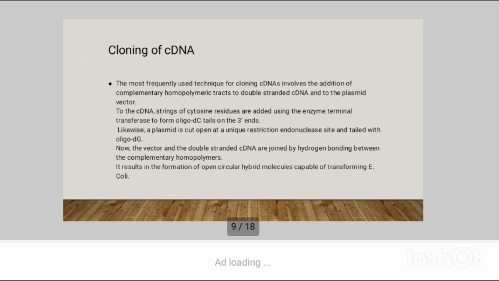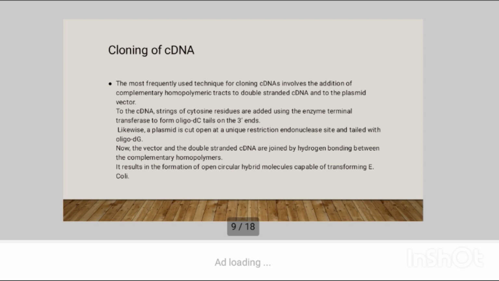Next, cloning of cDNA. The most frequently used technique for cloning cDNAs involves the addition of complementary homopolymeric tracts to double-stranded cDNAs and to the plasmid vector. To the cDNA, a string of cytosine residues is added using the enzyme terminal transferase to form oligo-dC tails at the 3' ends. Likewise, a plasmid is cut open at a unique restriction endonuclease site and tailed with oligo-dG. Now the vector and the double-stranded cDNA are joined by hydrogen bonding between the complementary homopolymers.